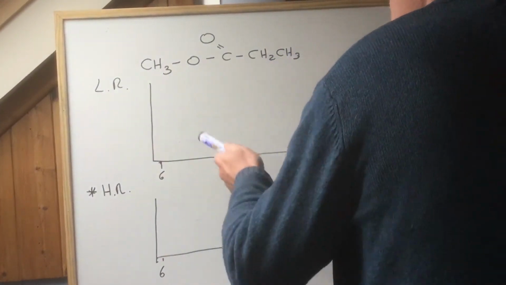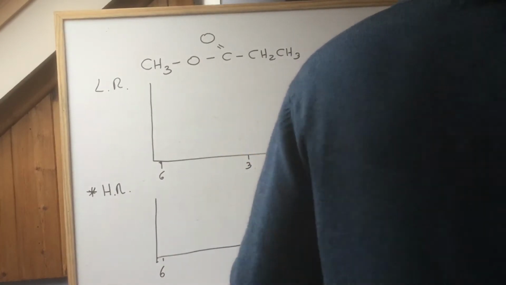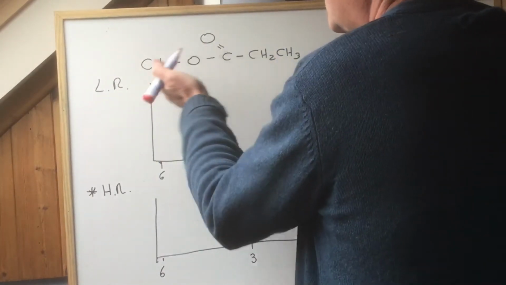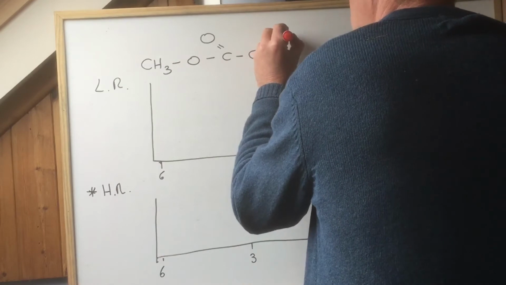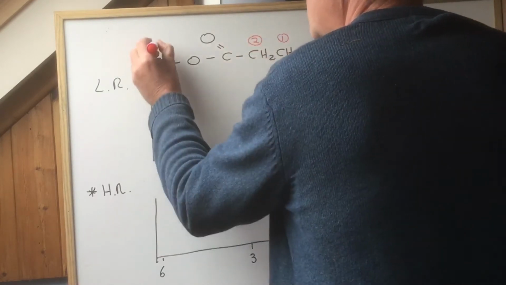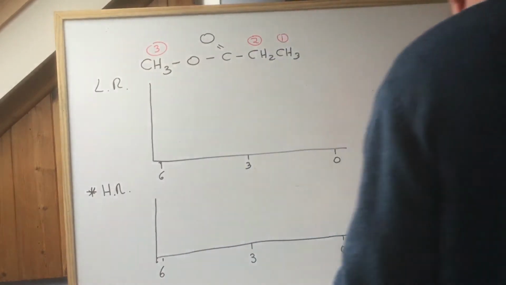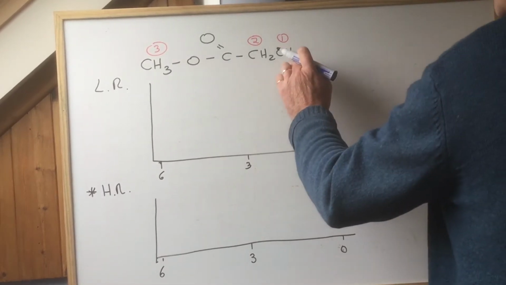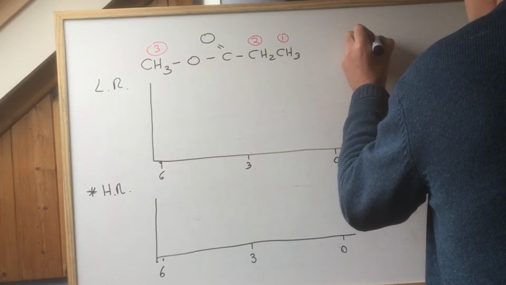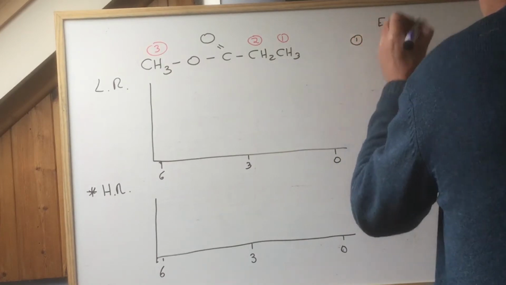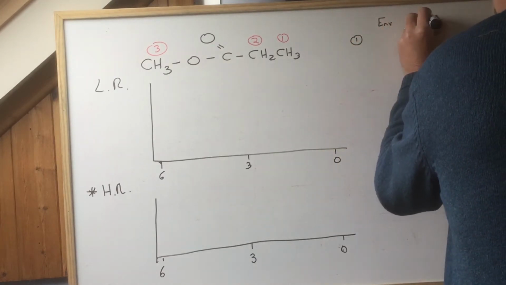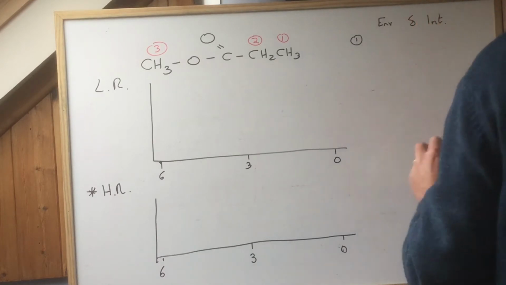Right, again, let's break this one down quickly. I'll go to red and let's have a look. You've got 3 different proton environments: environment 1, environment 2, and environment 3. Then, as I always say, be strict with yourself and do a table. So over here, number 1, environment, chemical shift, integration. We'll stick with that.